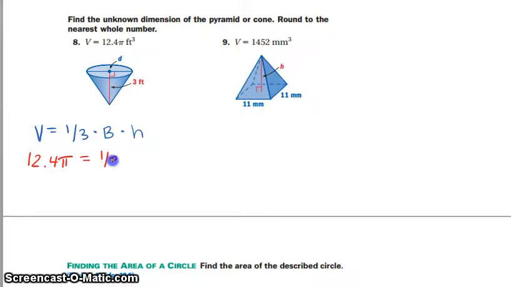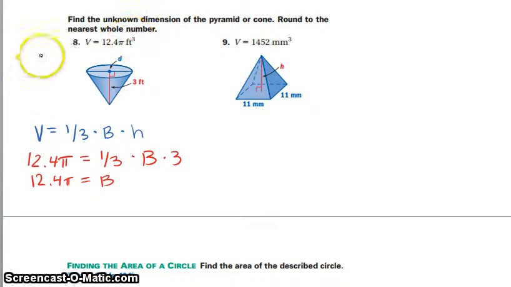I know the area of the base, nope, but I do know the height. Okay, so sorry about that. We are going to solve for B, the area of the base, then we'll get the diameter. So this one's actually pretty simple because 1/3 times 3 is 1. So 12.4 pi is actually the area of my base.